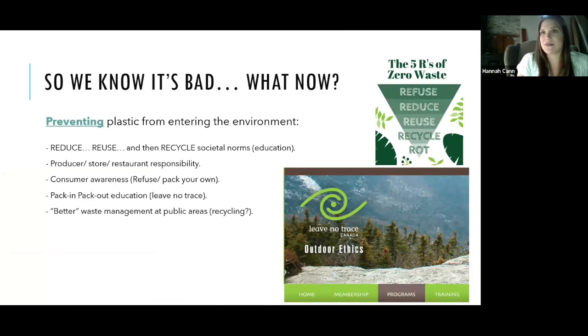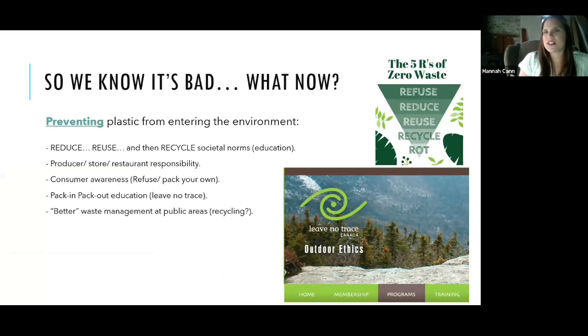Preventing plastic from entering the environment. That's number two. Reduce, reuse, recycle. They say reduce first for a reason. We want to reduce our consumption, reuse the items we can, and then recycle it. And making this a societal norm instead of just recycle it.